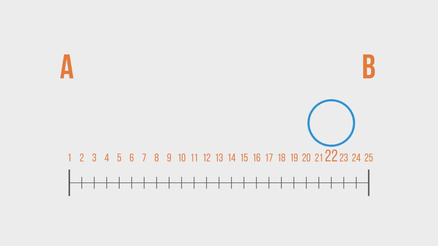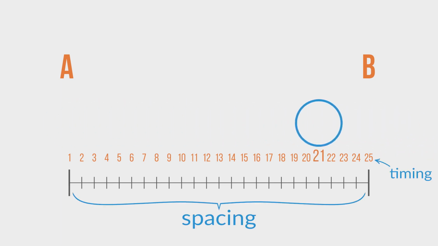So in this example, it takes a total of 24 frames to get from the start to the end. That's the timing. And the spacing is the relationship of the positions along the way. You can see here that there's an even distance between each point, but that's the spacing. Okay, so now you might be thinking, that's pretty easy. But here's where it gets interesting.